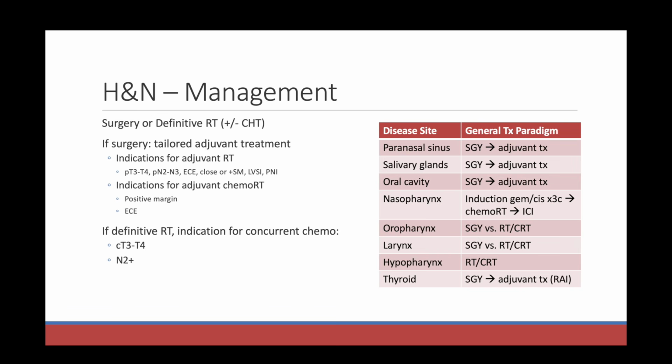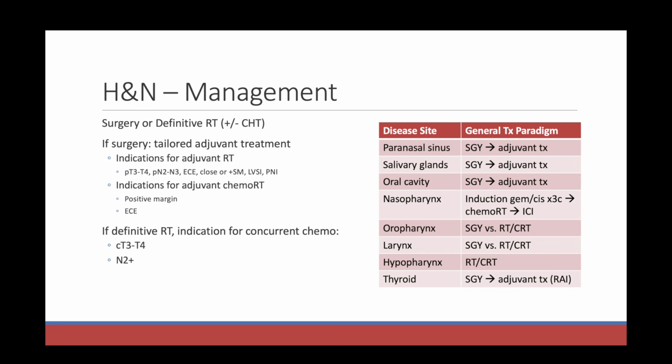I think these are the main disease sites where surgery is recommended up front, followed by tailored adjuvant treatment. So thyroid, and then oral cavity, salivary glands, paranasal glands, the things that are more towards the outside of your head and neck, right? Sinus, nose, salivary glands, oral cavity.